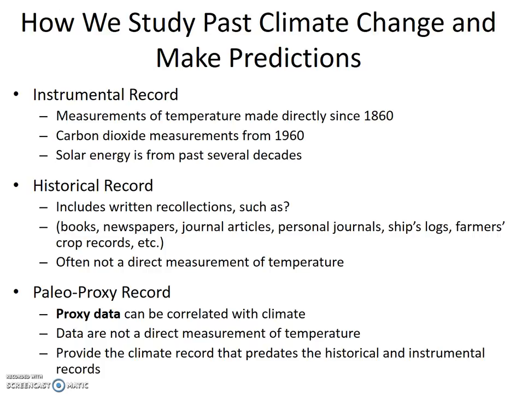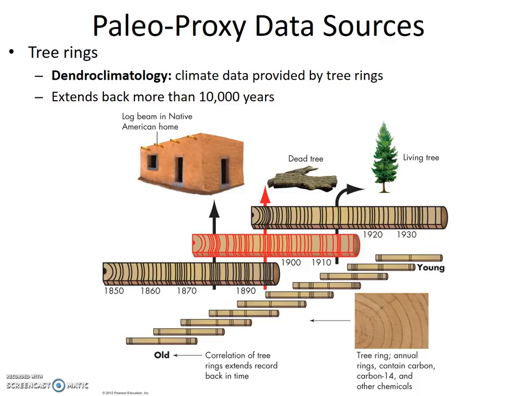Paleo means older. Proxy means to have the authority to represent someone else, or in this case, something. The old thing that the data represents is ancient climate. Again, proxy data can be correlated with climate. However, the data is not a direct measurement of temperature, but provide the climate record that predates the historical and instrumental records. There are several sources of paleoproxy climate data.